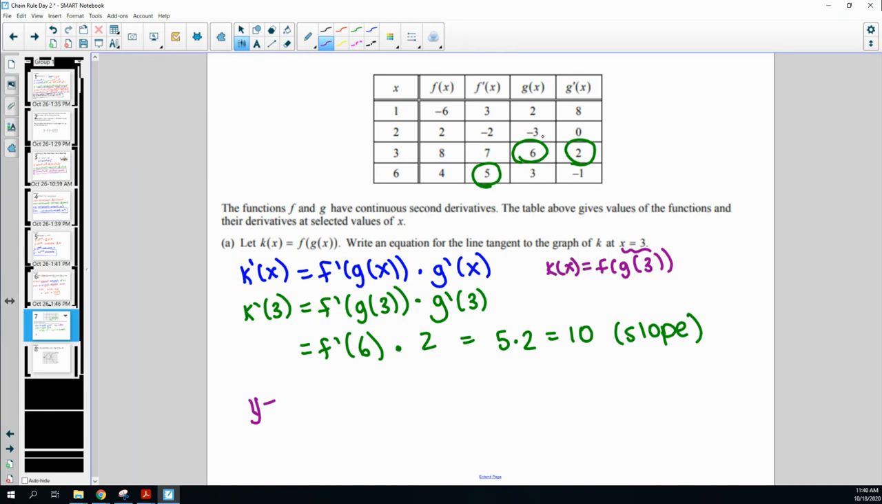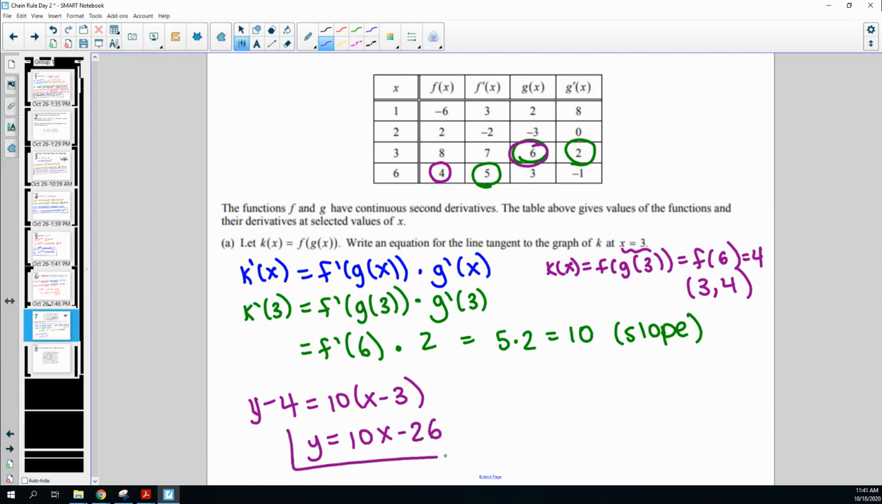So g of 3 we know is 6, right? So we're using 6. What I'm really doing is f of 6. So f of 6 is 4. What that means is the point I'm using is (3, 4). So when I plug it into point-slope form, I have y minus the y value, so y minus 4 equals the slope, which is 10, times x minus the x value. Okay, so we could leave it like that, and if we want to solve it, we've got 10x, and then minus 30, and then we add 4, so minus 26 if we're solving for y.